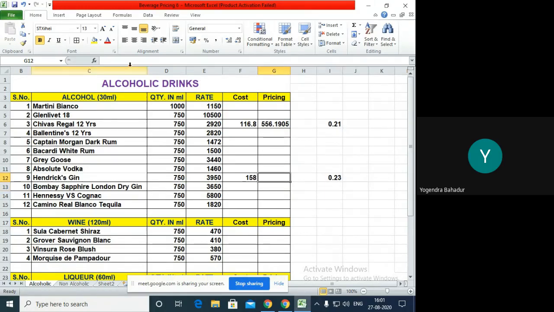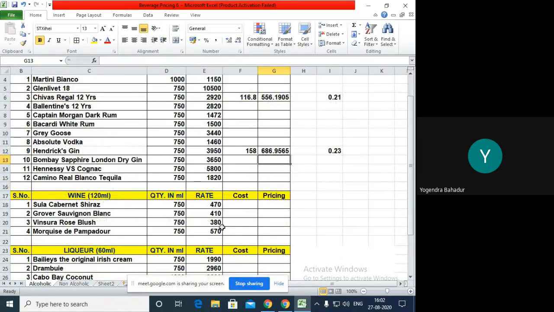Here also we are using the division method. So the formula will be equal to 158 divided by 0.23. So here the price is approximately 686. So this is one of the examples. These are the two examples in regard to alcohol. Now moving to the wine.